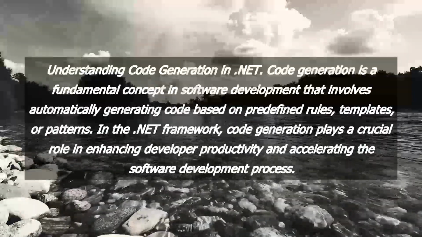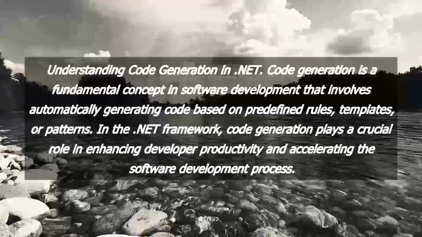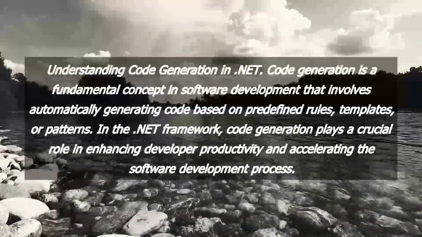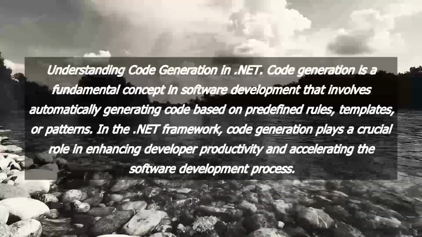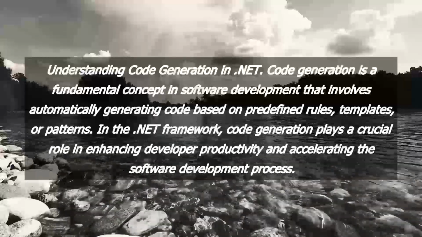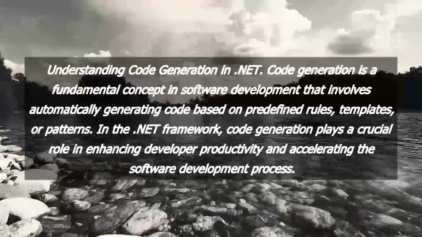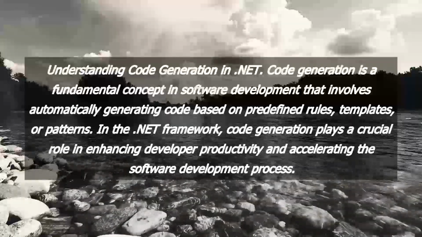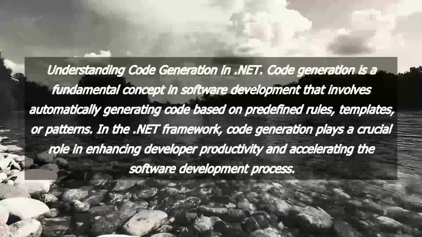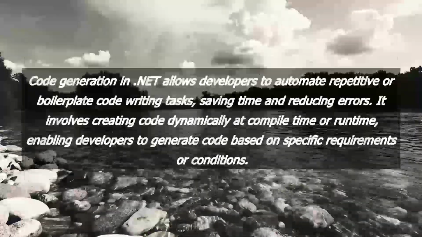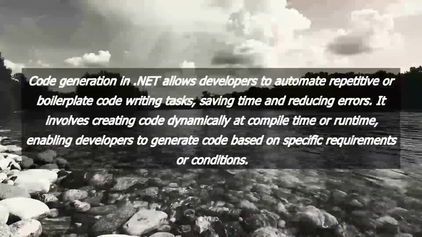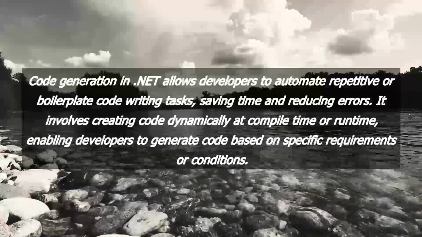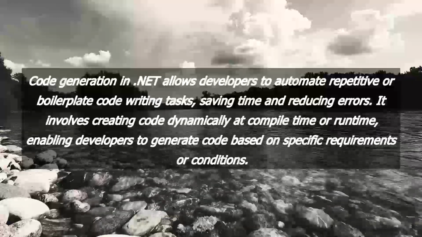Understanding code generation in .NET. Code generation is a fundamental concept in software development that involves automatically generating code based on predefined rules, templates, or patterns. In the .NET framework, code generation plays a crucial role in enhancing developer productivity and accelerating the software development process. Code generation in .NET allows developers to automate repetitive or boilerplate code writing tasks, saving time and reducing errors.